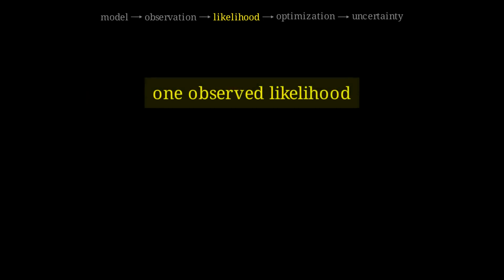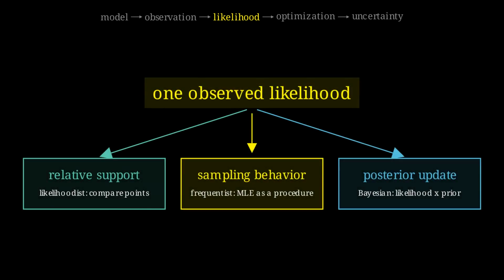One observed likelihood can support several questions. A likelihoodist compares relative heights. A frequentist studies an estimator across repetitions. A Bayesian combines the likelihood with a prior. The MLE matters, but it is one use of the curve, not its definition. First build the landscape, then ask your question.